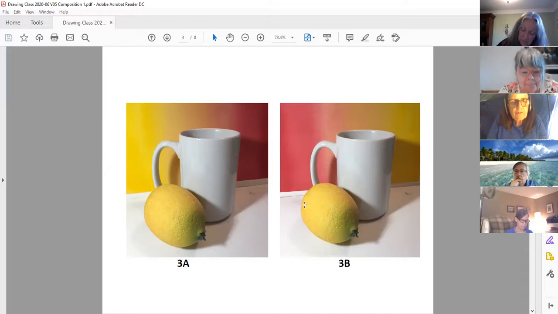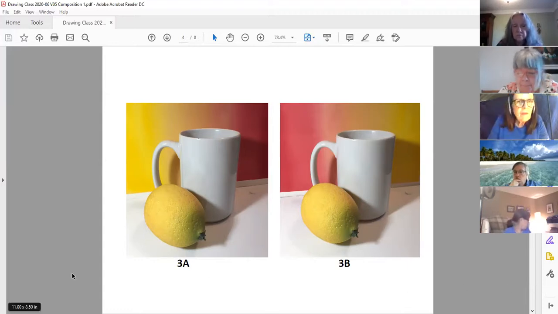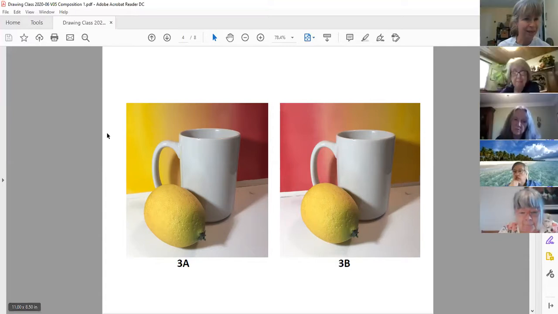Yes, I agree. And also, it's still nice to have some yellow in the background to respond to the yellow that is in the foreground. It's always nice to repeat similar colors. Anyone have any other comments or questions about 3? I picked the same one, 3B, for the same reason. The red caused the mug and the lemon to pop out, and it was more interesting. Absolutely.